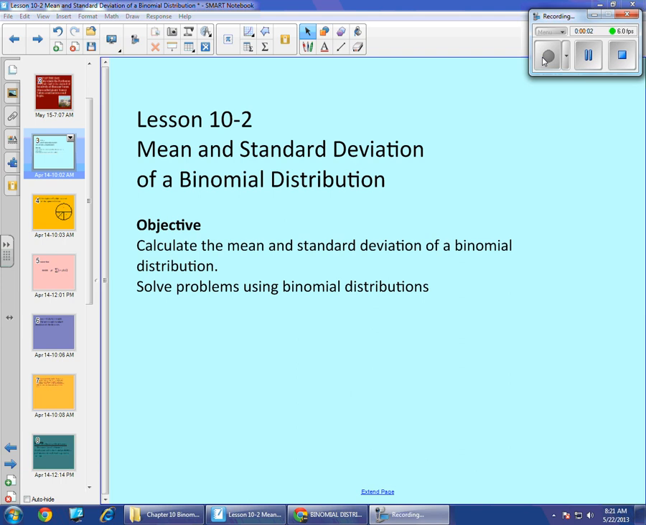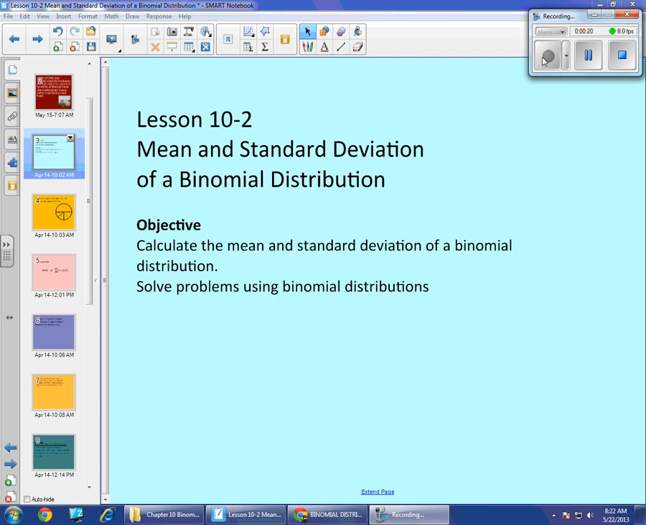Welcome to your Lesson 10-2 podcast, Mean and Standard Deviation of a Binomial Distribution. So yesterday we took a look at certain binomial situations and their distributions, okay? And then also what happened to those distributions as you change the number of trials and you change the probabilities.